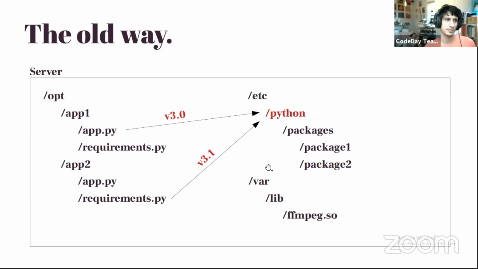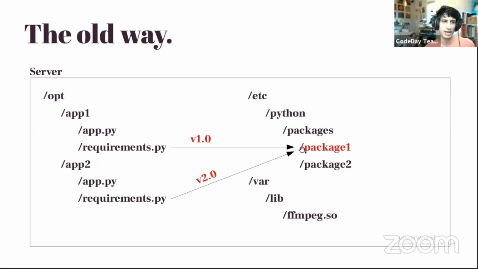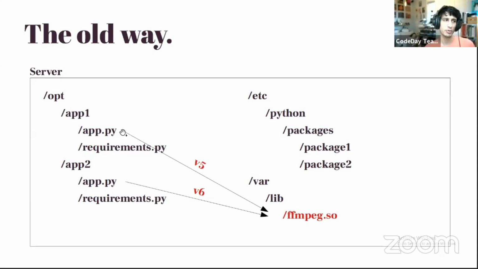Now, there's a problem with this. Let's say that this application needs Python version 3, and this application needs Python version 3.1. Or what about if this application needs version 1.0 of a package, and this application needs version 2.0 of a package? Or maybe both of these applications need that FFmpeg thing I was talking about that helps with video transcoding, but one of them needs version 5, and one of them needs version 6. You can't install two things to the same directory at the same time, and it's going to be impossible to run both of these applications at the same time.